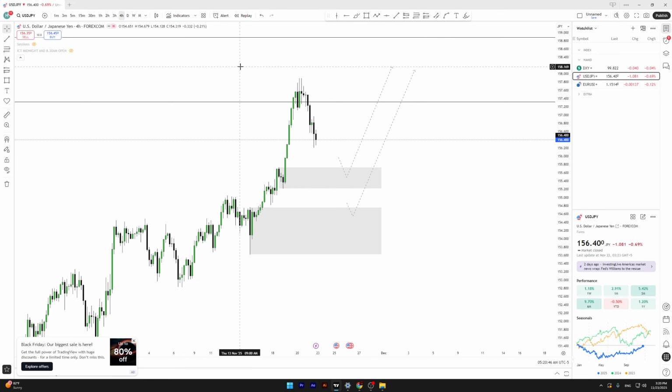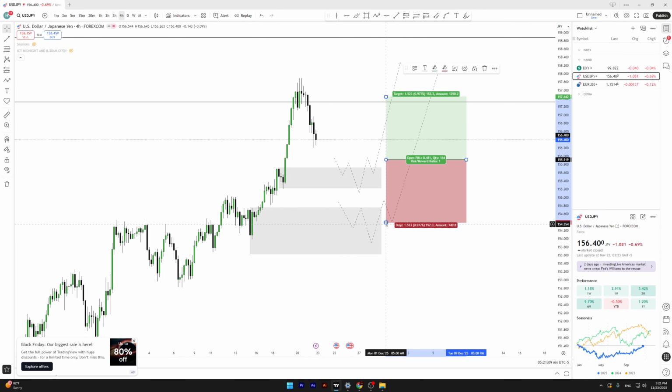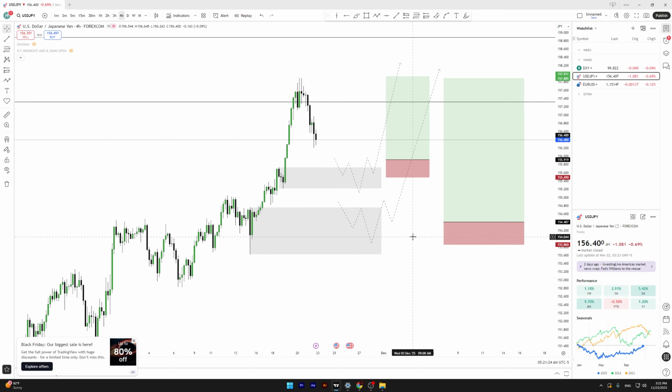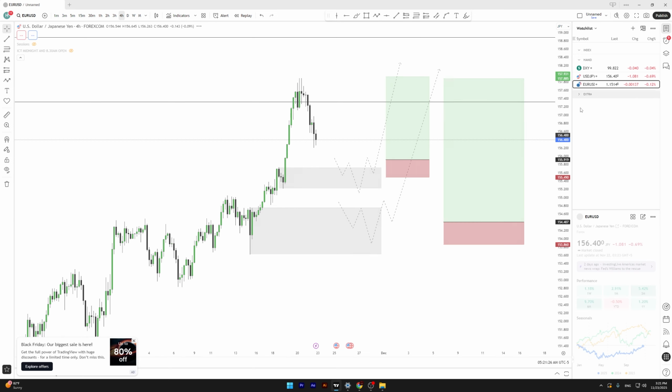So I will wait on USDJPY, I will wait for price to give me a clear entry model at these two zones, and I will plan my buy position from these two zones. First from this to target this high, and another from this. So I will wait for an entry model at these two zones. Right now let's look at the EURUSD.